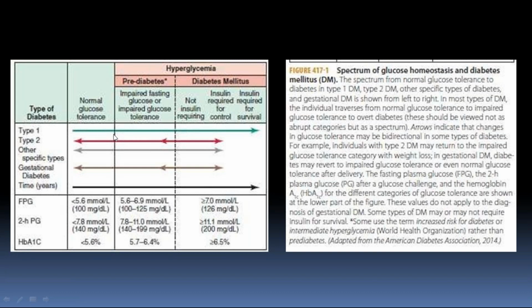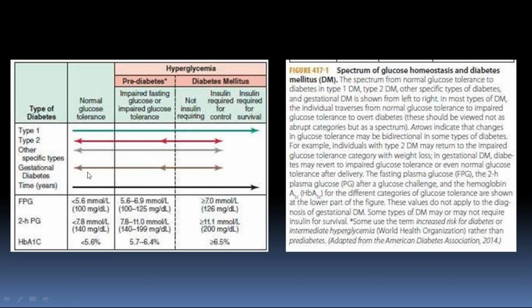So here you can see the arrows in type 1. This arrow is unidirectional. Okay, so insulin is required for survival in type 1 diabetes patients. In type 2, the arrow is bidirectional, meaning it can go back even to a normal glucose tolerance. From overt diabetes, it can go back to impaired fasting, and it's possible that they even come back to a normal glucose tolerance also. Type 2 diabetes mellitus, in the same way other types of diabetes mellitus also, it's bidirectional, meaning from overt it can come back to a normal glucose tolerance.